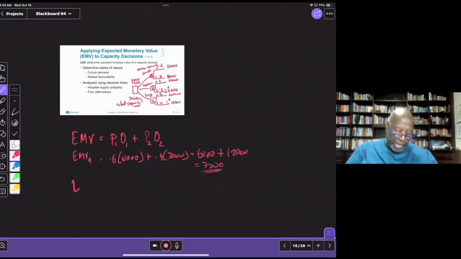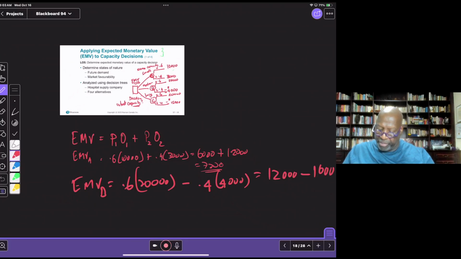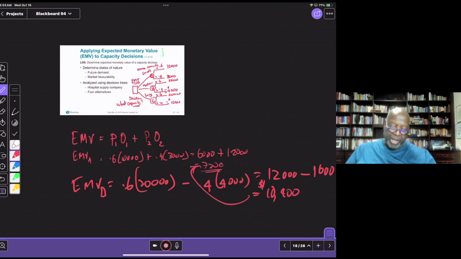If we're looking at the second one, EMV B, then it would be 0.6 times 20,000. But because we're losing, it would be minus 0.4 times 4,000. So 6 2s are 12, so that'll be 12,000 minus 4 4s is 1,600. That's actually 10,400. So as you can see, that 10,400 is already better than the 7,200.